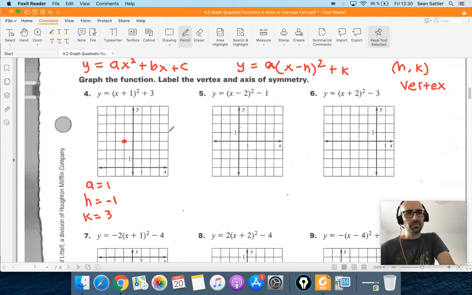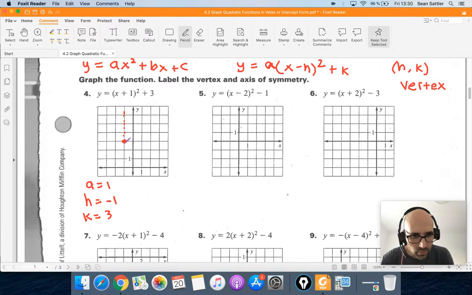Now, it says label the vertex and axis of symmetry. So we have the vertex. The axis of symmetry is going to go right through this x coordinate. So that's going to be where the parabola is symmetric. And we just need to figure out where the rest of the points are.